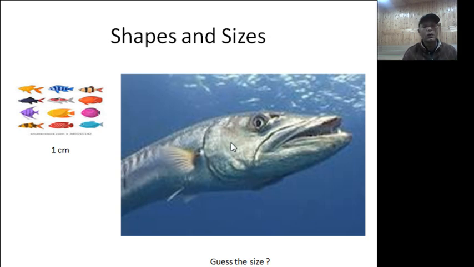Can you guess what would be the size of this big fish in front of you? You can say it is around 1000 centimeter. Okay, my friends, now tell me one thing. How many centimeter is 1 meter? Let me tell you. 100 centimeter makes 1 meter, or we can say in other way that in 1 meter there are 100 centimeter.